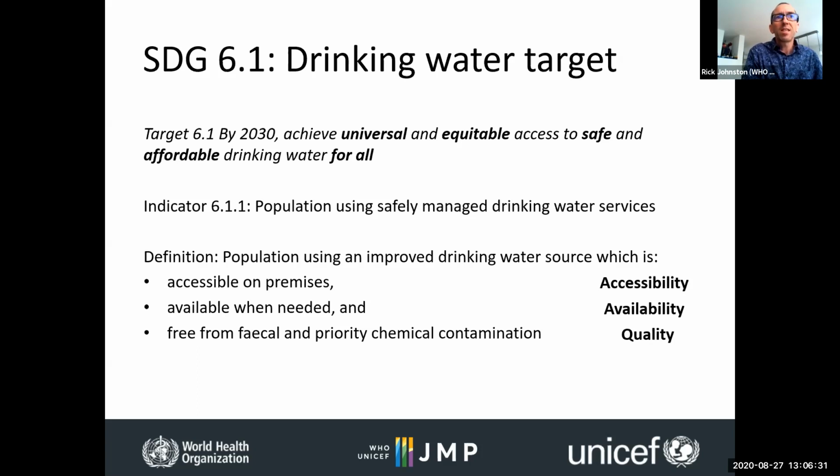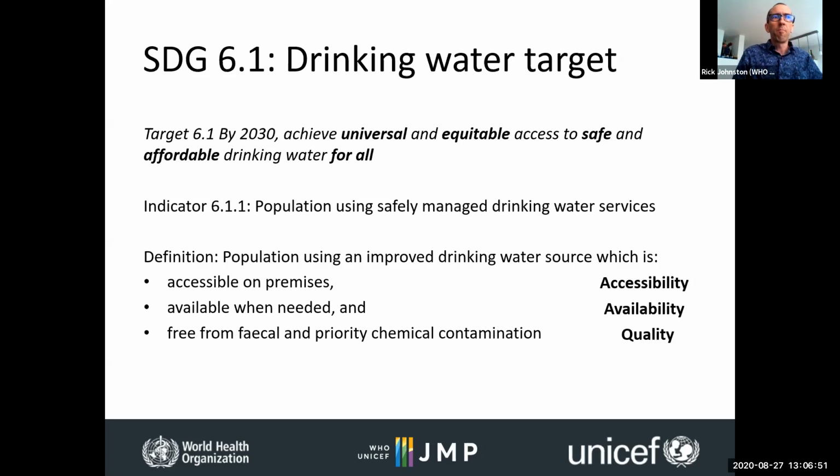but one which is accessible on premises and where water is available when needed, and where the water is free from fecal and priority chemical contamination. So all of this is a lot more ambitious than the MDGs, and we've seen changes in programming approaches, but it also puts new demands on data and different kinds of data.